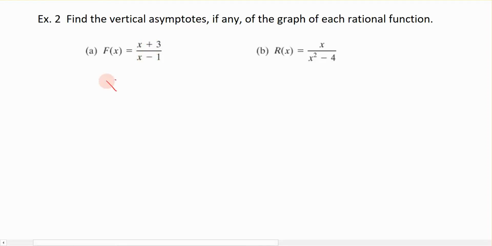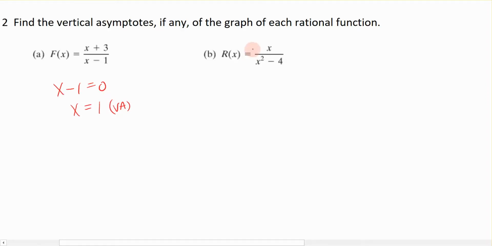We're going to take the denominator, set it equal to 0, and find out that I have a vertical asymptote at x is equal to 1. This is my vertical asymptote, VA. And that's pretty much it. All right, let's move on to this next problem.